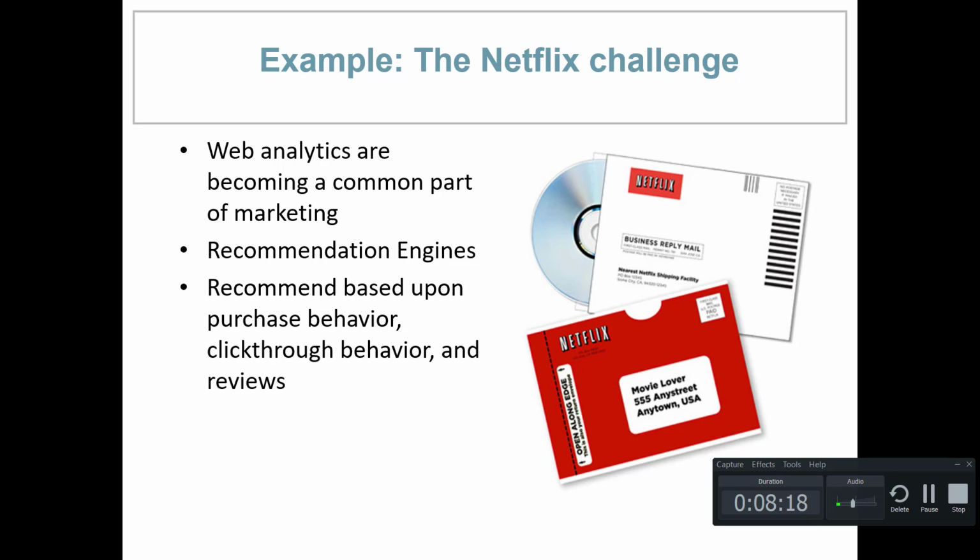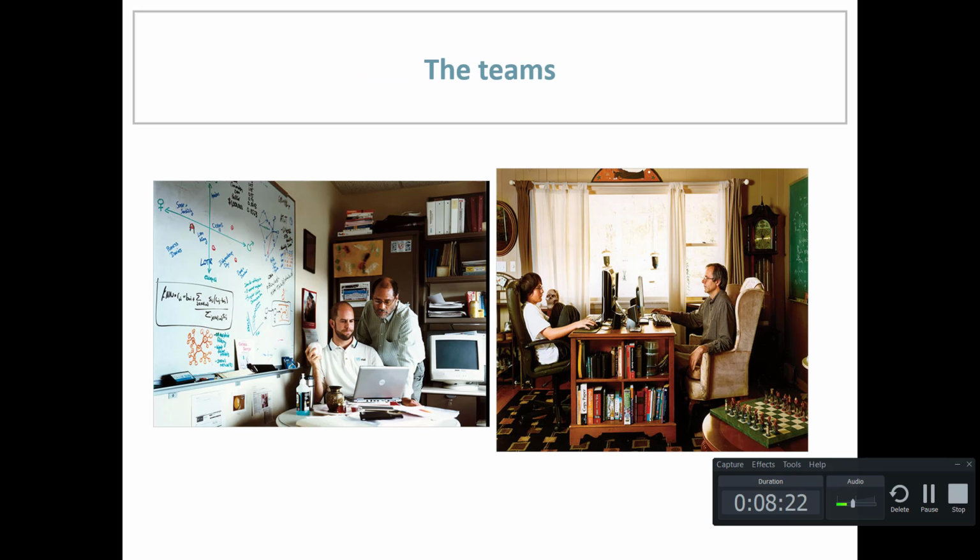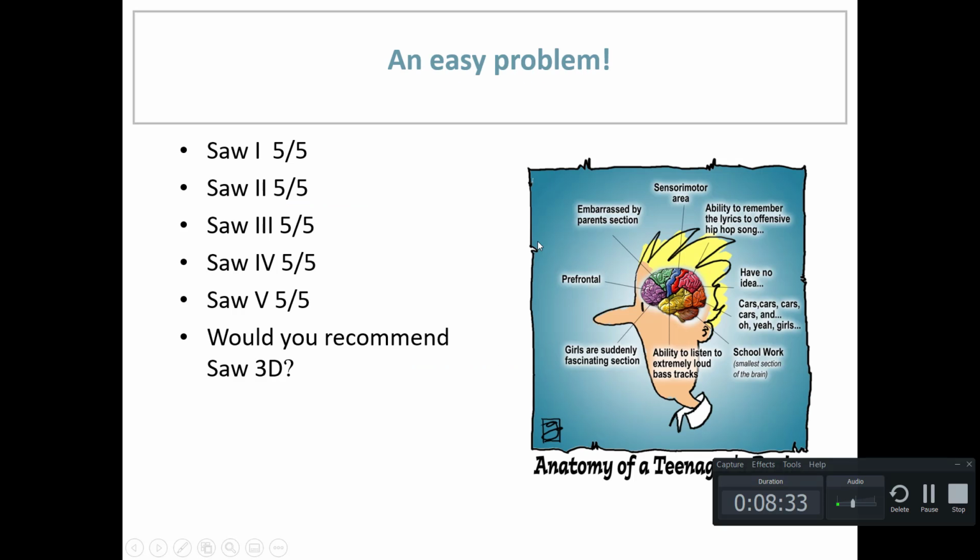So Netflix had a $1 million competition where you had to improve on the Netflix algorithm, and it got groups from AT&T to fathers and sons at home building algorithms for predicting reviews. Some of this stuff is kind of easy. If I'm a teenager who likes the Saw movies and horror movies, I'd probably rate all these movies 5 out of 5. I'd probably recommend Saw 3D.